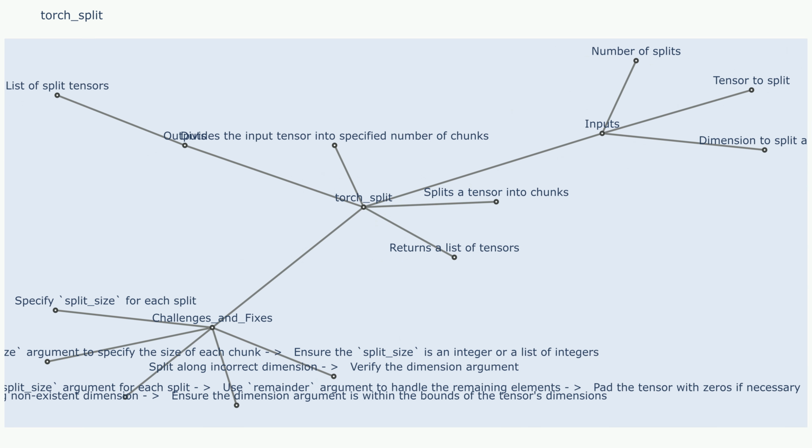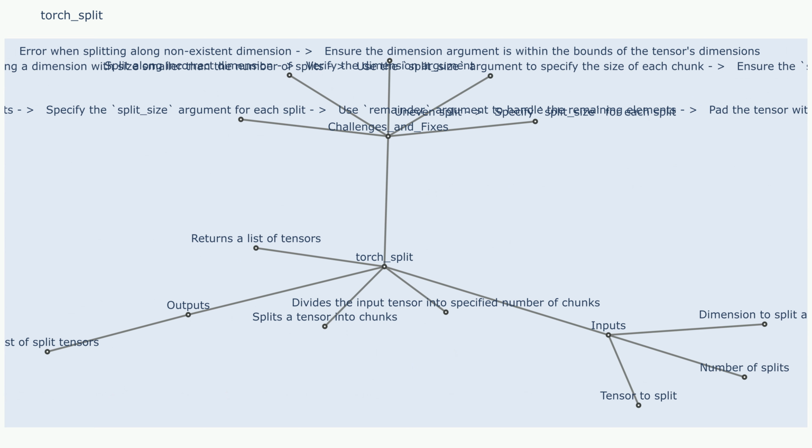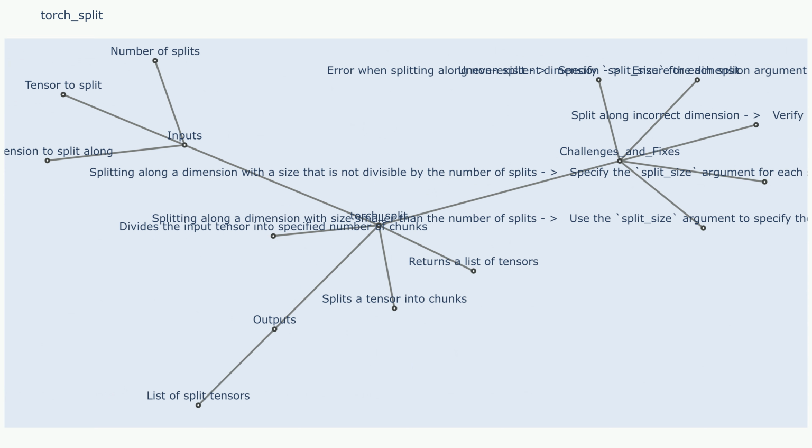Invalid input. Sample use case: providing an invalid split size or sections value, e.g. negative values. A list with elements that sum to a value greater than the input tensor's size can cause errors. Fixes. Carefully choose the split size or sections value to ensure it is consistent with the input tensor's size and the desired splitting behavior. Verify the input values before calling torch.split to prevent errors.